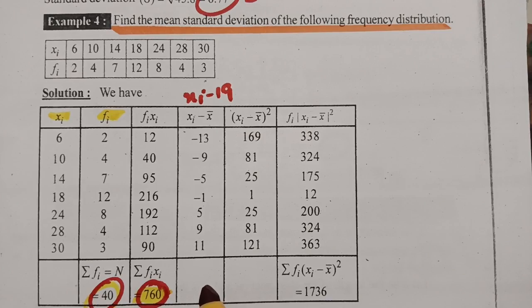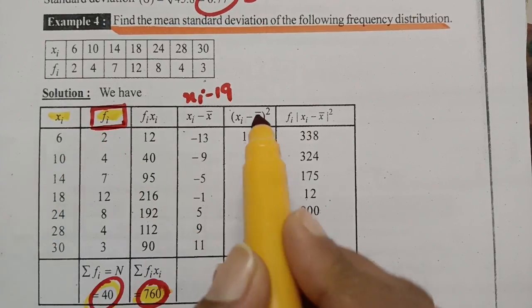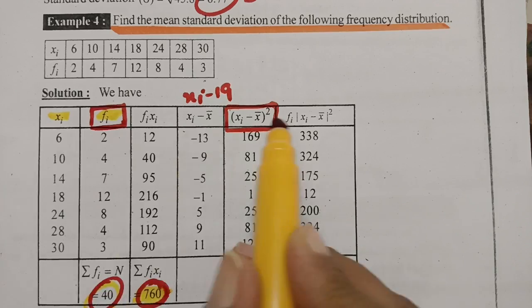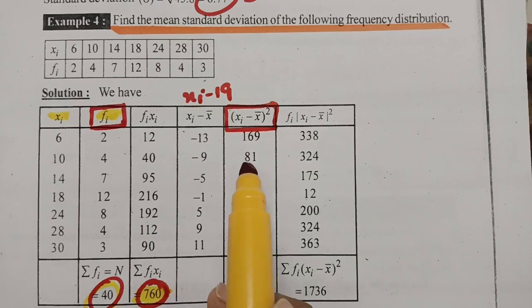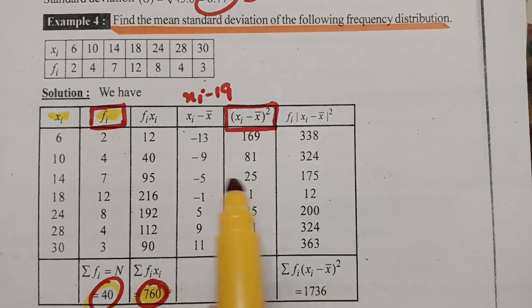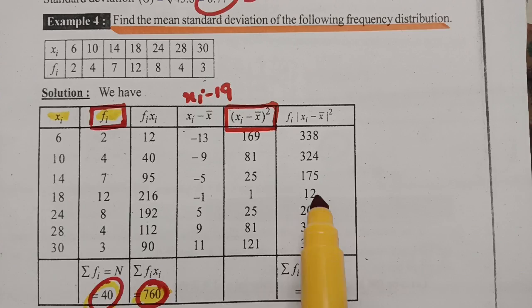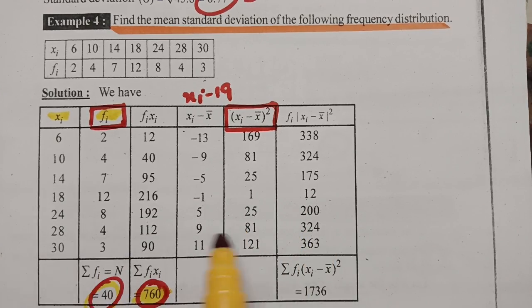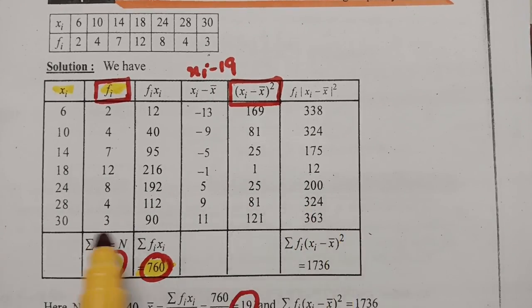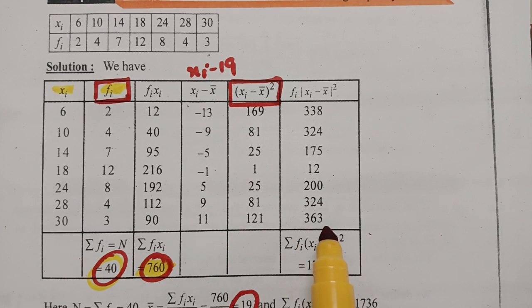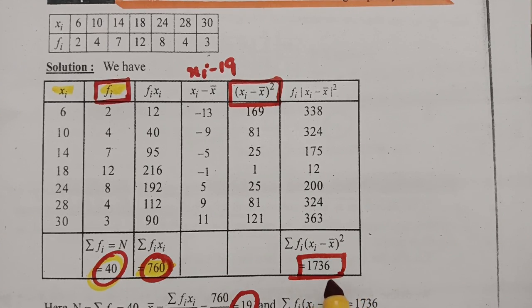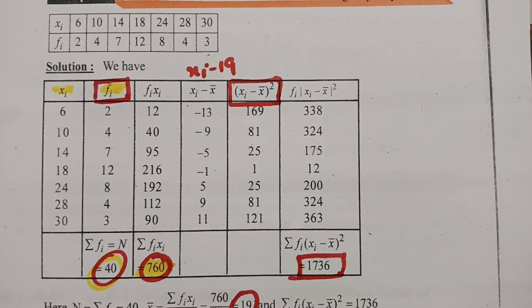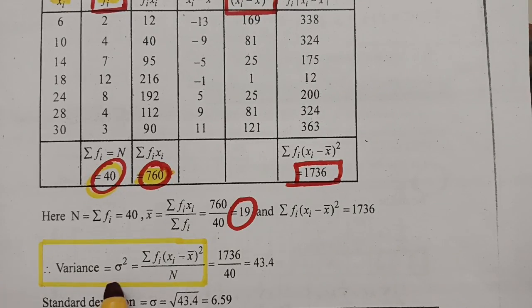Now we multiply the frequency column with this column: 2 into 169 is 338, 4 into 81 is 324, 7 into 25 is 175, 12 into 1 is 12, 8 into 25 is 200, 4 into 81 is 324, and 3 into 121 is 363. If you add this column, the value is 1736.